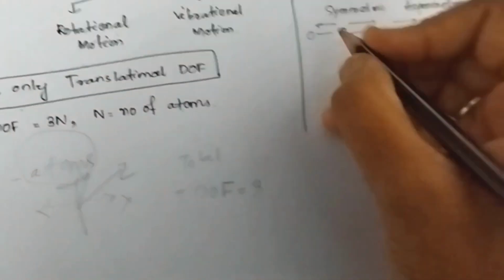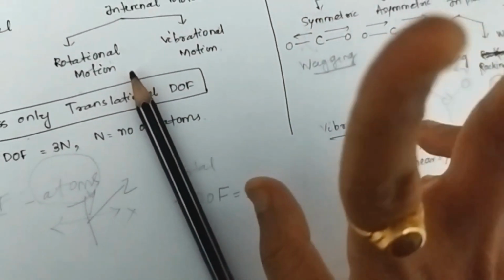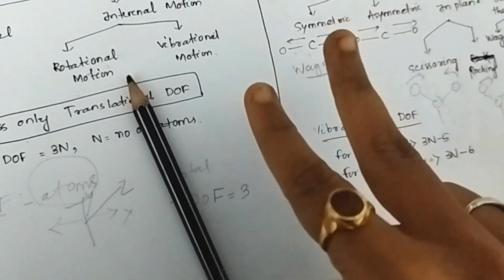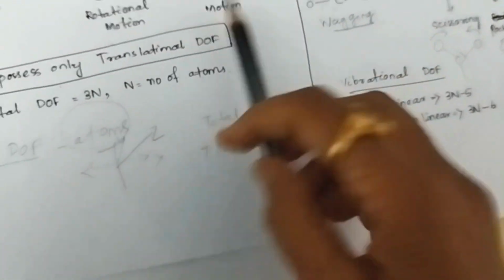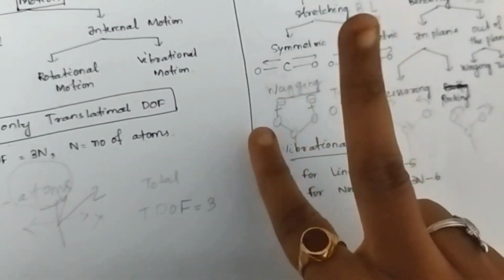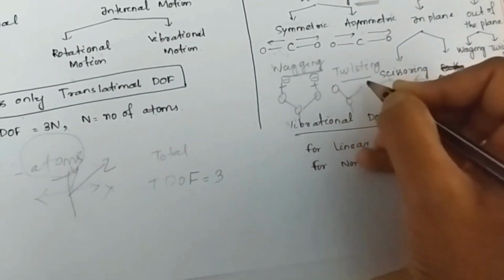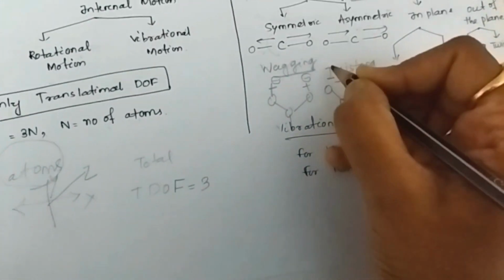Then comes wagging. In wagging, 2 atoms oscillate up and below the plane with respect to the central atom. I can draw like this. It oscillates below or up. Then twisting. In twisting, one of the atoms moves up the plane and one of the atoms moves below the plane like this. This is plus, this is minus, or this is minus, this is plus.